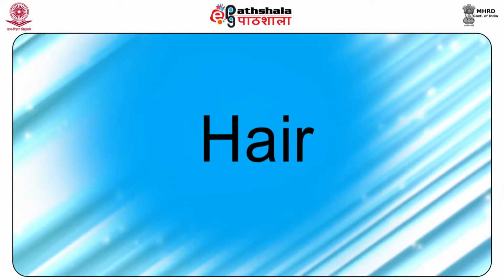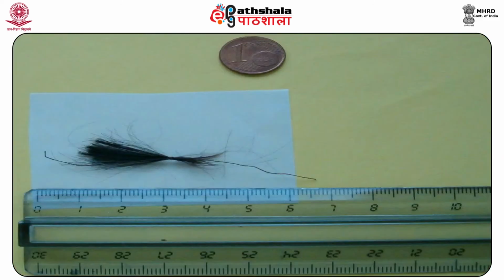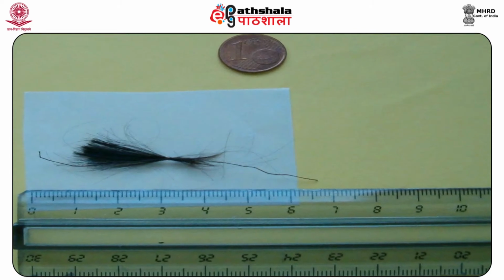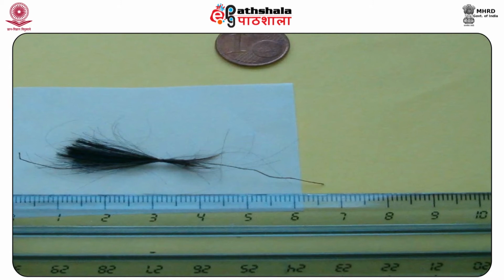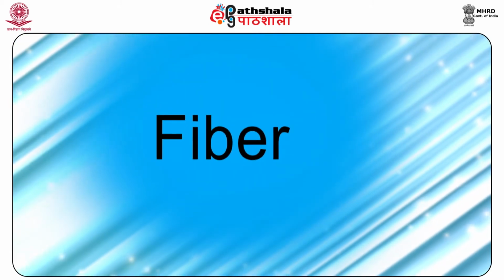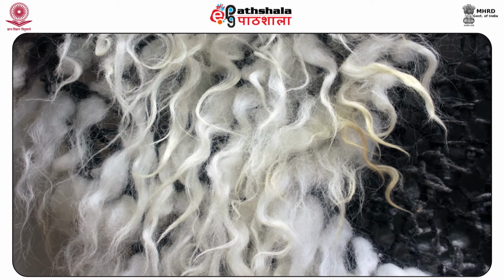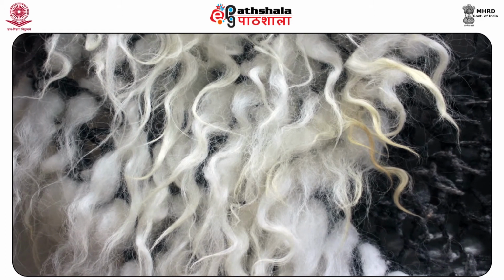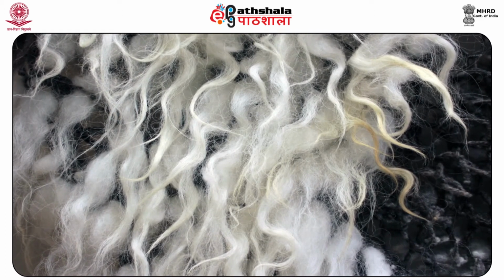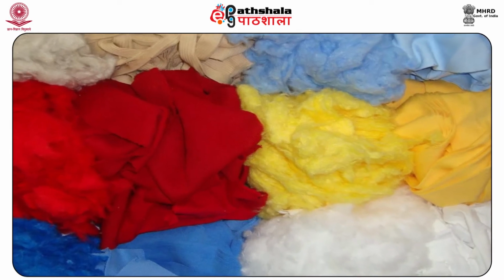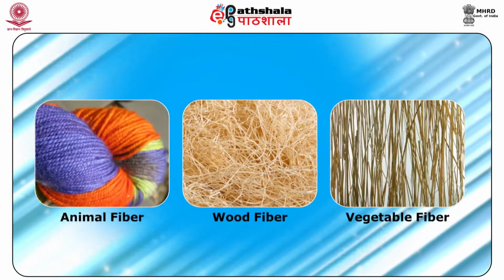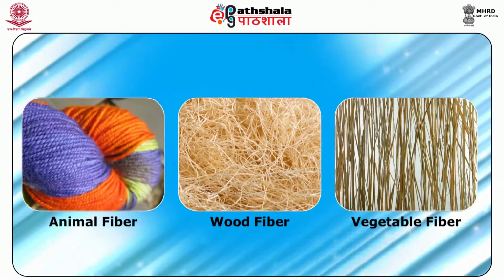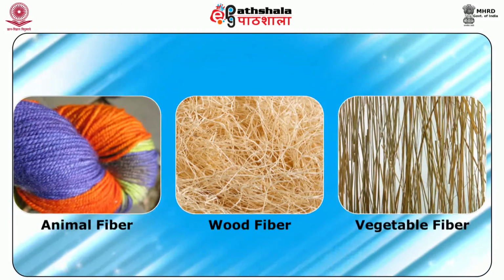Next, we have hair. It is thin and dark black in color, seems like thread. Hair is also considered as evidence in case of assault and is also transferred by means of contact. Next, we have fiber. It is present in different color and structure, soft and delicate by nature. Many types of fiber are found at the crime scene, like animal fiber, wood fiber, vegetable fiber, and are transferred by contact.